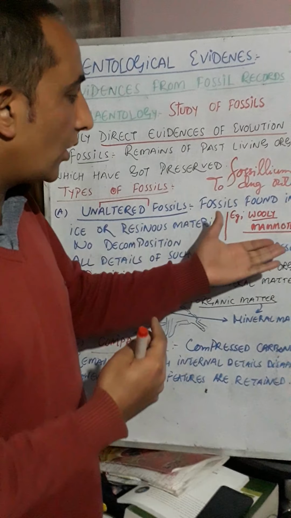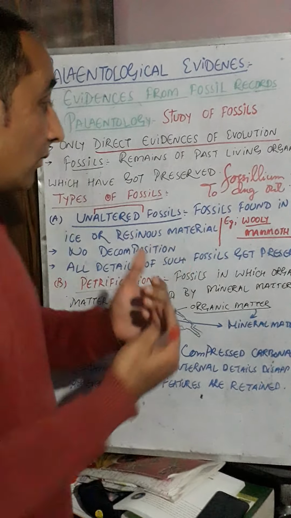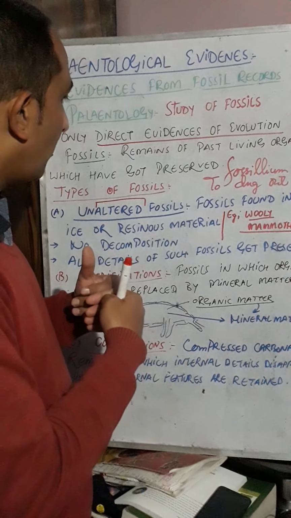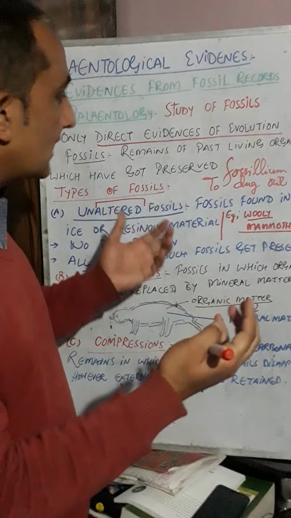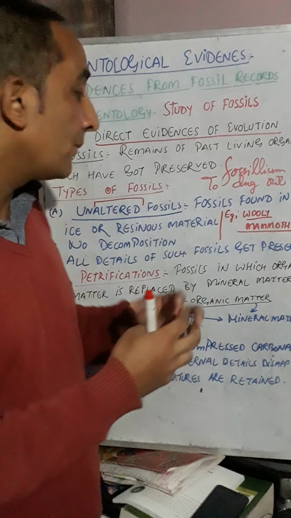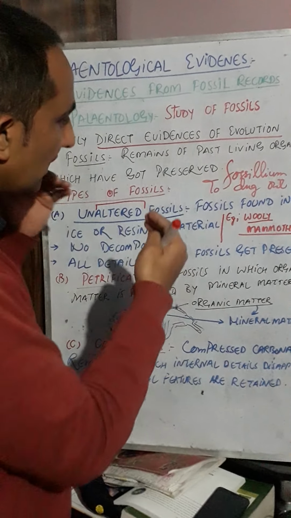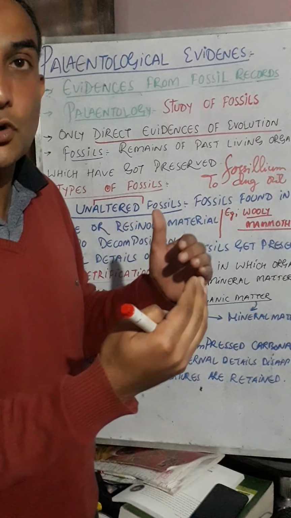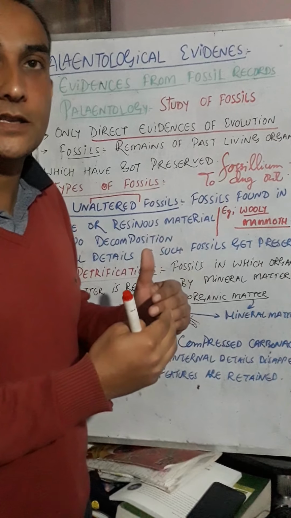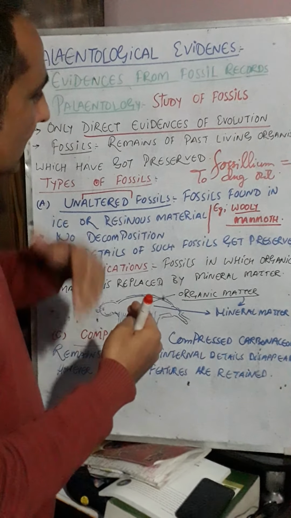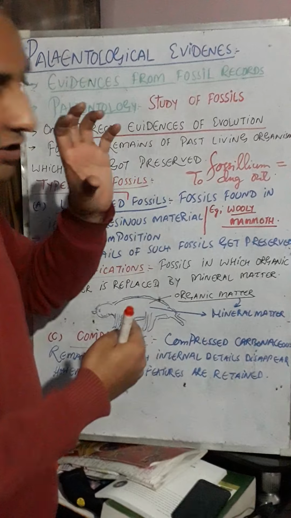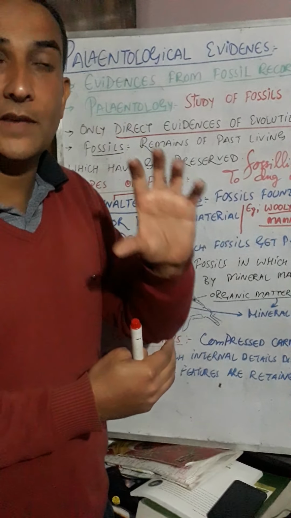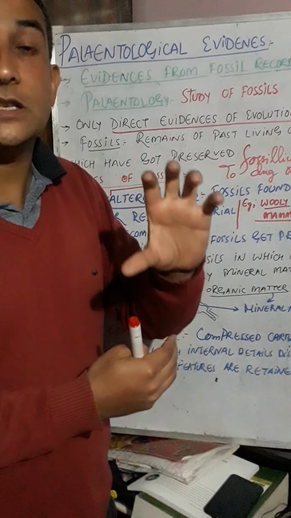One such example I have already quoted is that of the woolly mammoth. It was excavated from the ice in Siberia, and each and every detail of this fossil was preserved because it had not undergone any decomposition. So it's an example of an unaltered fossil. Many scientists say that the flesh of this very animal was so fresh when it was excavated out from the ice that it was eaten by a dog.